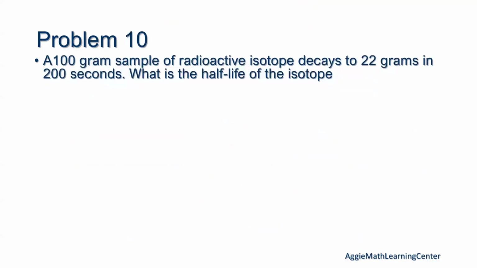Okay. Last problem is half-life. It says a 100-gram sample of radioactive isotope decays to 22 grams in 200 seconds. What is the half-life of the isotope? All right. So, what is half-life? Let's say we have a 100-gram sample and it goes through the period that is half-life. How much of that sample is left? 50 grams. 50 grams, exactly, you have half of it.